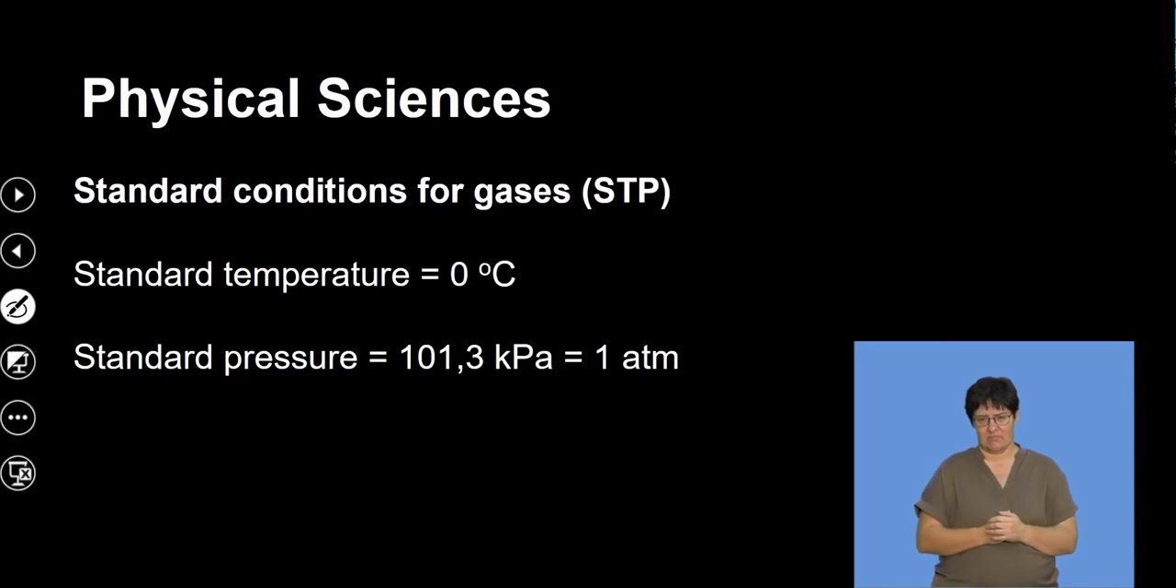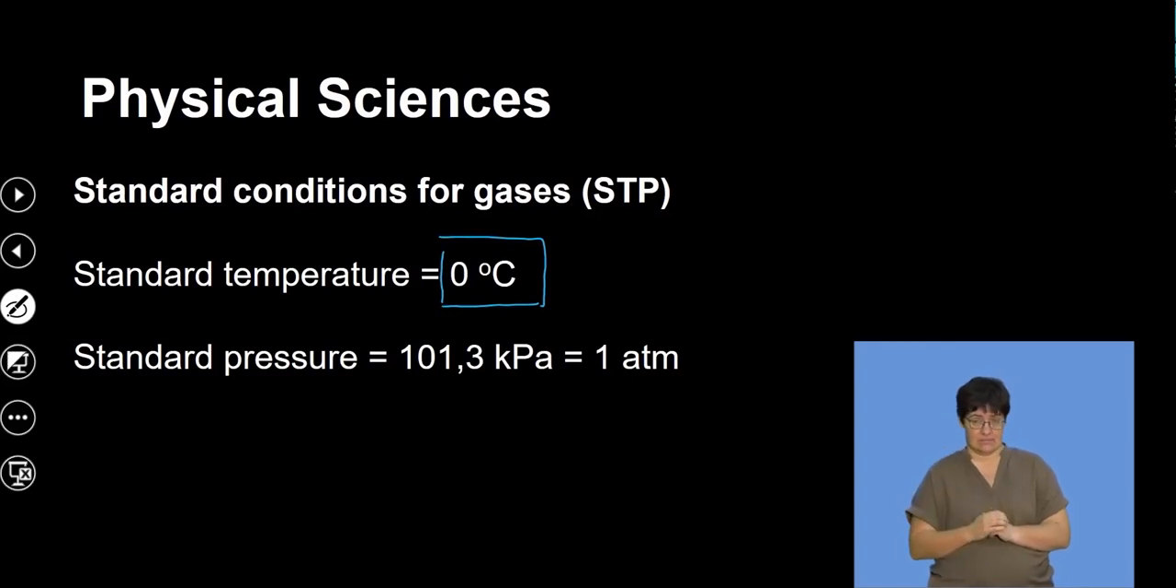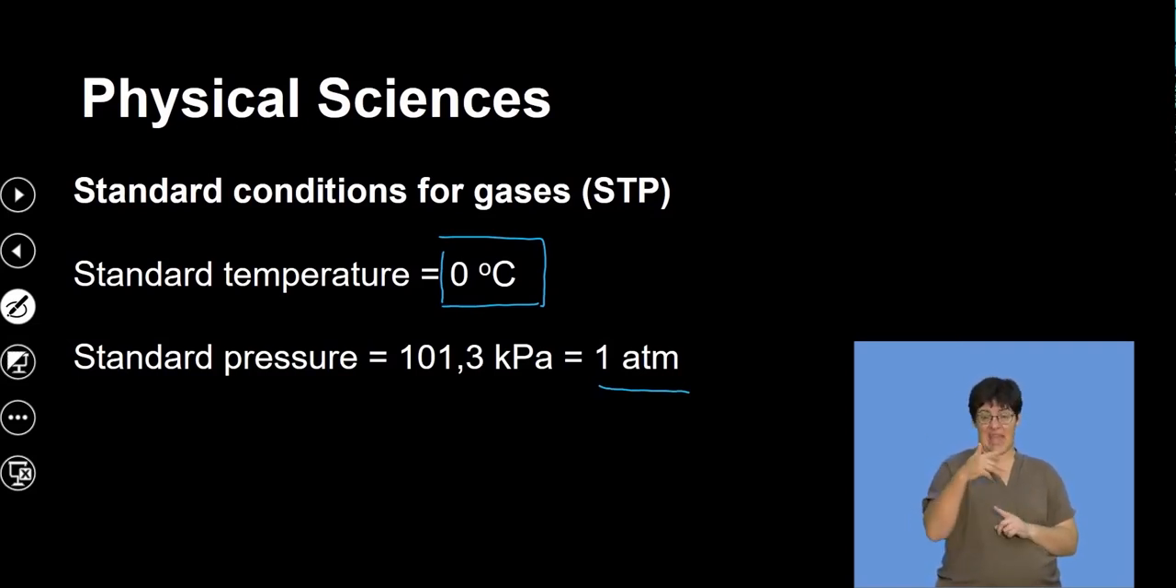We talk of standard conditions of temperature and pressure. Standard temperature is 0 degrees Celsius. Standard pressure is 101.3 kilopascals, which is equal to 1 atmosphere. This is STP. For a particular gas at standard temperature and pressure, the volume of the gas will be a certain amount, because the volume depends on temperature as well as pressure.